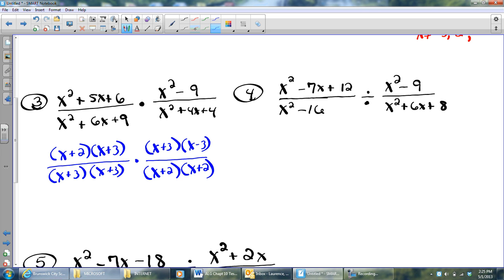If you want to go find restrictions right now, you certainly can. You can say, well, you know, x cannot equal -3 or -2.